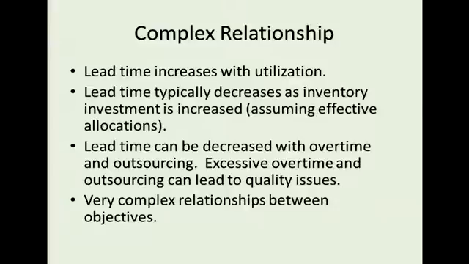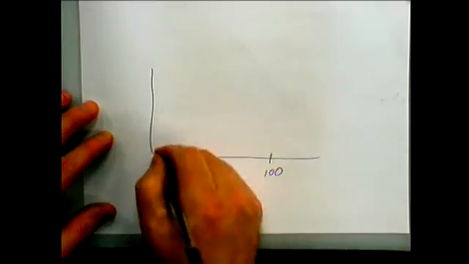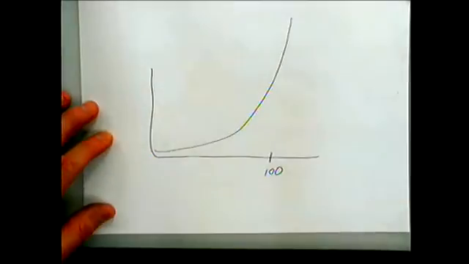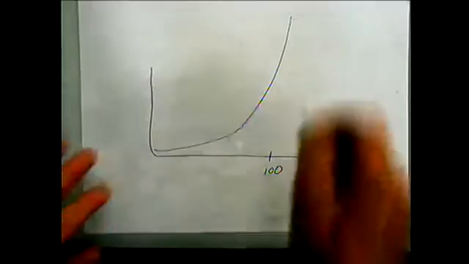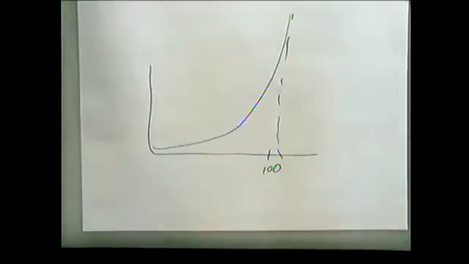Lead time increases with utilization, and we all know this, that the more you're utilized, the longer the lead time because of queuing theory, right? At 100% utilized, your lead time goes to infinity eventually. It's an asymptote. Now, companies talk often about being over 100% utilized. That just means they're running overtime or have underestimated their true capacity.